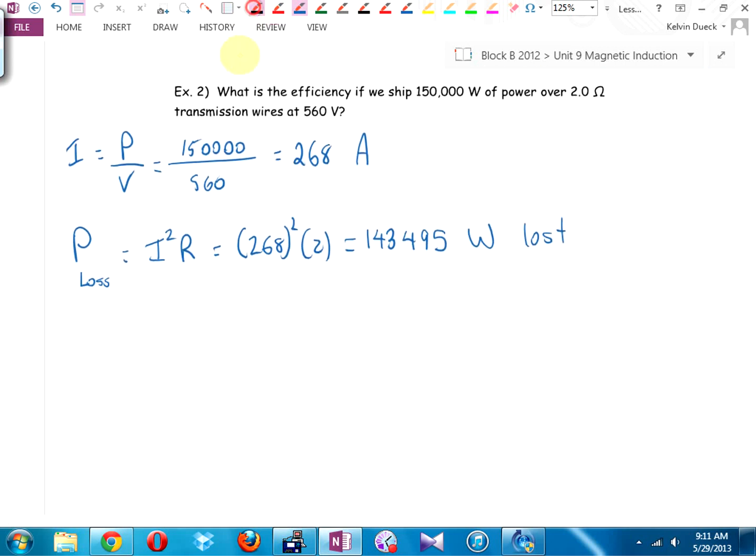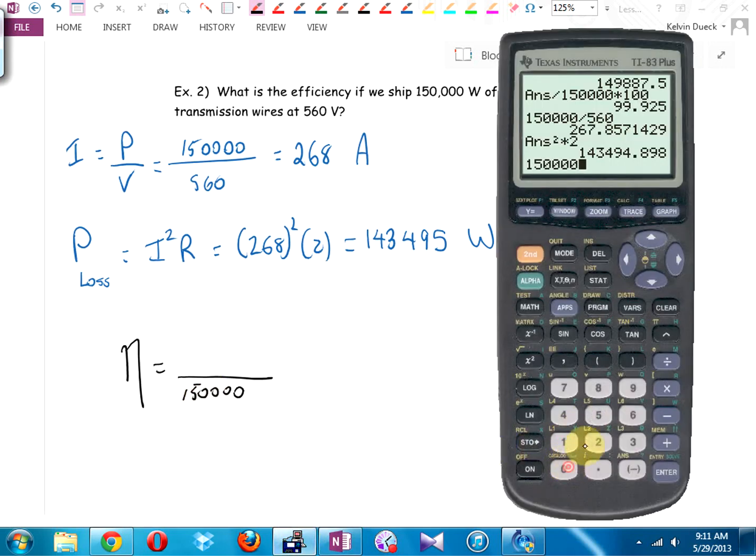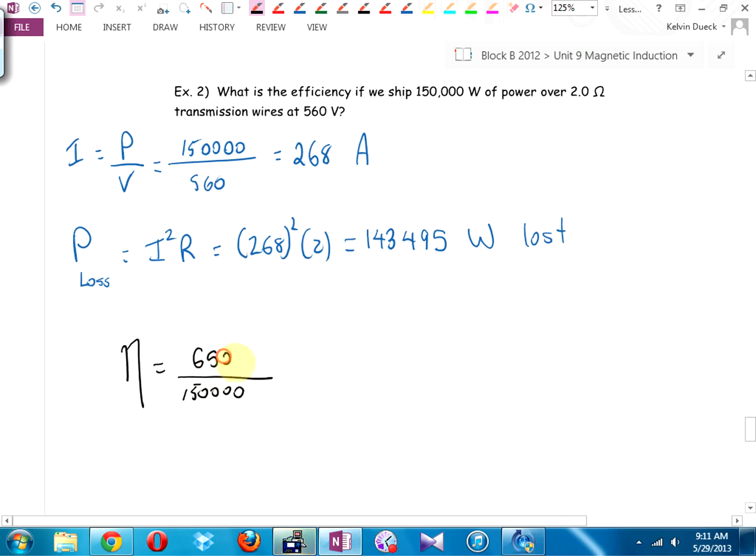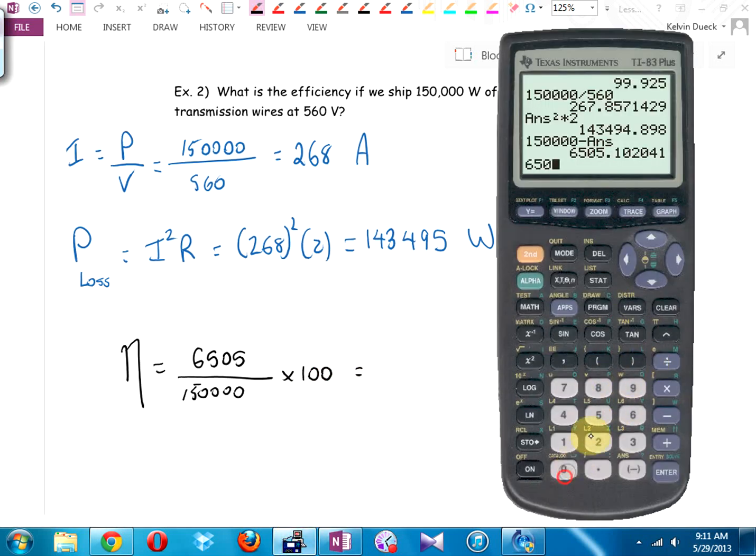What's my efficiency? Well, I started with 150,000. I lost that much, so if I go 150,000 minus what I lost, I'm left with 6,505, divided by 150,000 times 100% to make it a percent. Yeah, 4.3% efficient.